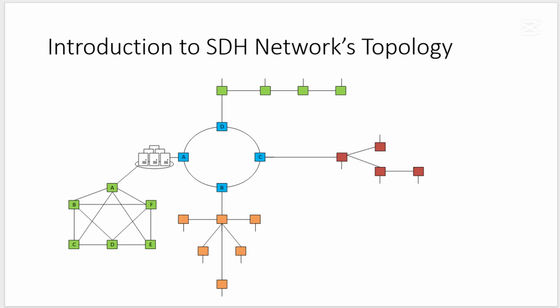So we highlight the key types of topology as we see in the picture. There's ring topology, mesh topology, star, tree, and hybrid. And we are going to talk about them in detail one by one.